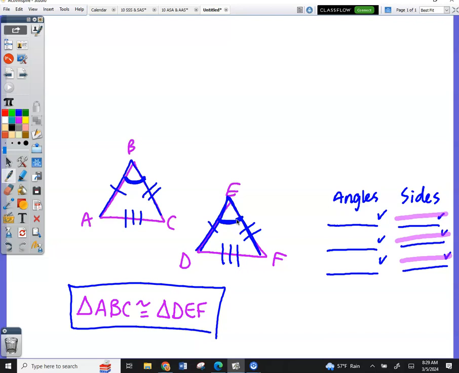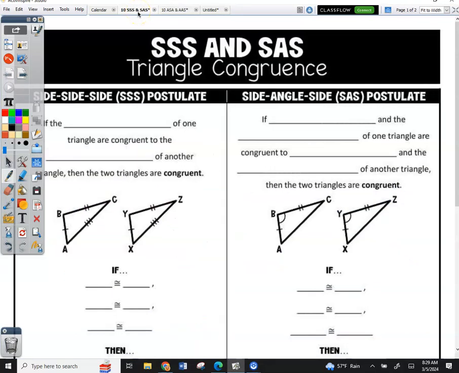Not quite, but I'm glad you're guessing. Hypotenuse leg. HL stands for hypotenuse leg. But that'll be the last one we learn. Okay, so if you would direct your attention right here, this is page 41.